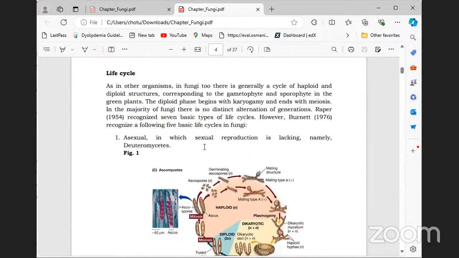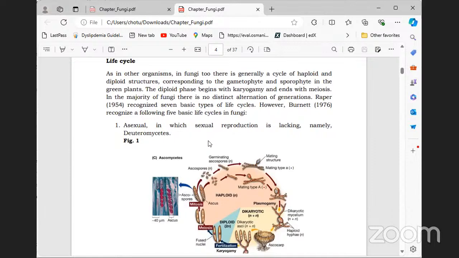As in other organisms, in fungi there is a general cycle with a haploid and a diploid structure. Haploid means only a single set. Diploid means both are present, male and female, that is the diploid condition. Here, this corresponds to the gametophytic and sporophytic generations in green plants. The diploid phase begins with karyogamy.